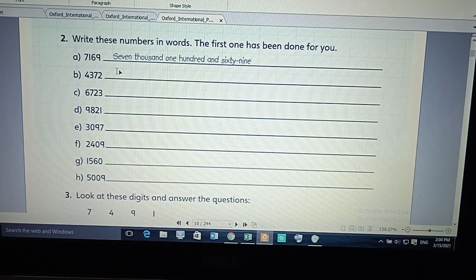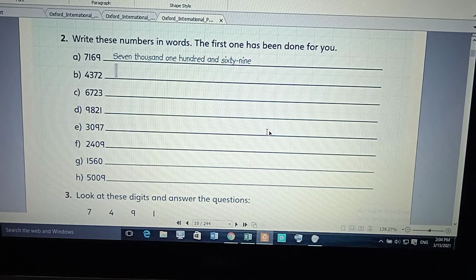Okay, in words. We can also write them in words. Sorry, there's construction working outside my house, and let's do our work.